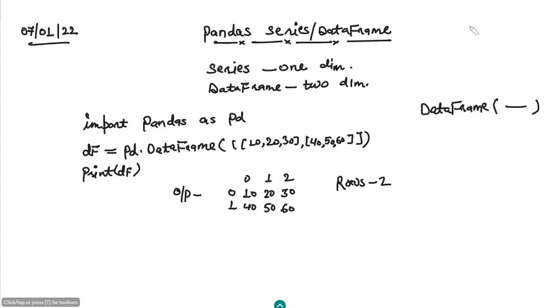You have two rows and three columns. Is it clear? This is the final output, how you create a data frame. So we write only 3 lines of code and we get the same output like that. Let's do it in a practical.